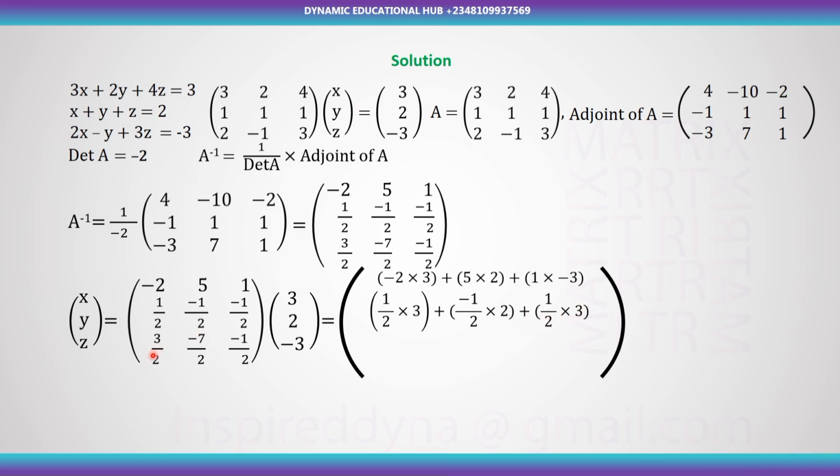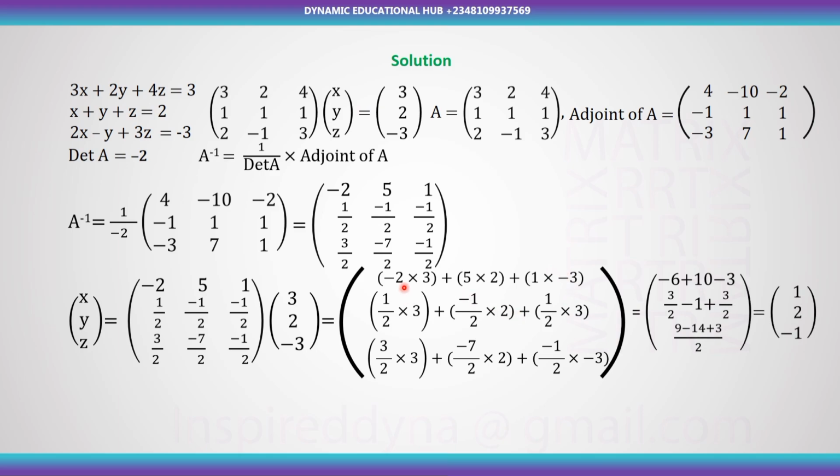Finally, we move to this, which is 3 over 2 multiplied by 3 plus minus 7 over 2 multiplied by 2 plus minus 1 over 2 multiplied by minus 3. And if we try to solve this, what are we going to have?